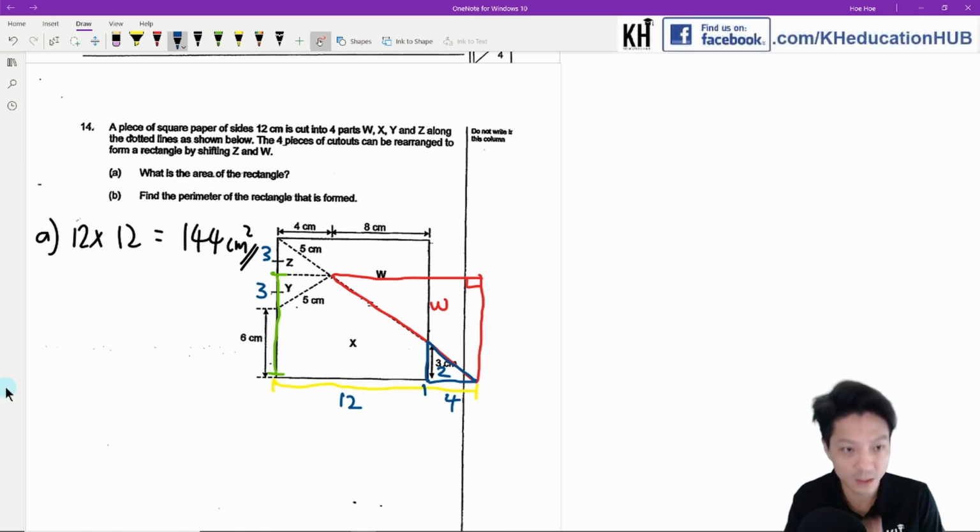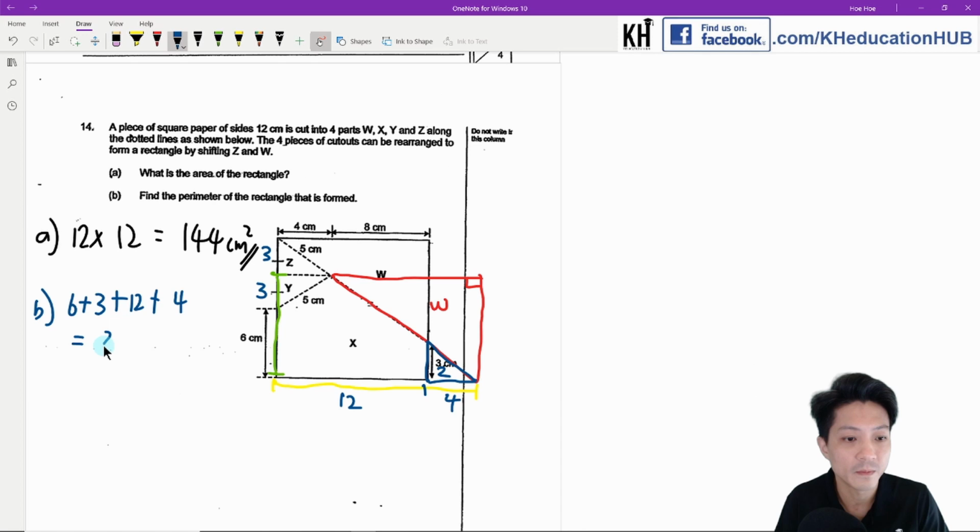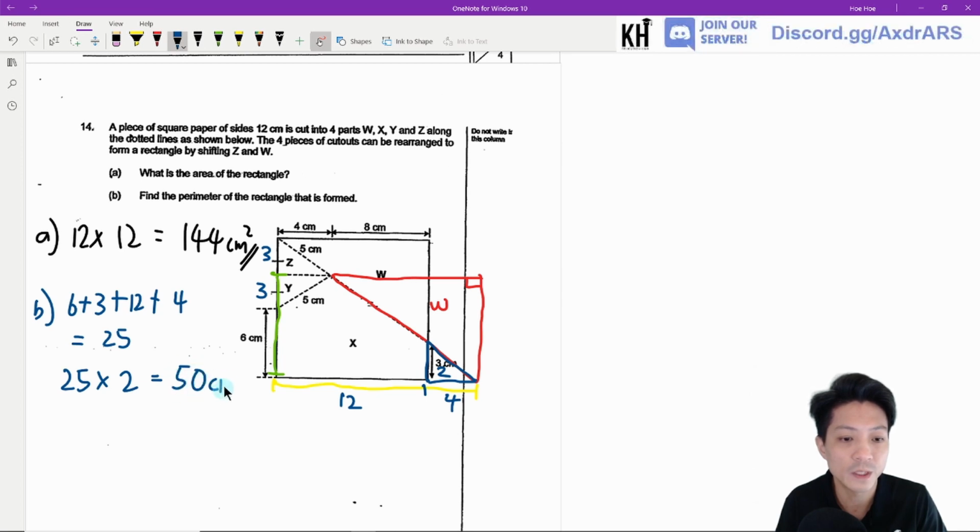Okay, so to find part B, the perimeter, right? First, I need to use 6 plus 3 plus 12 plus 4. Okay, this will give me 9 plus 16, which is 25. Okay, and then after that, I'm gonna do 25 times 2, which will give me 50 cm. Okay, this will be the answer for part B.